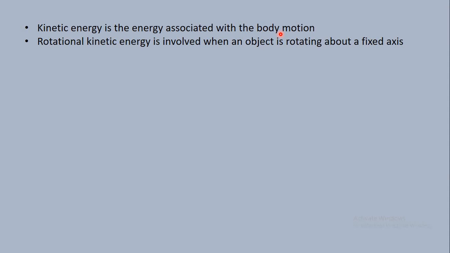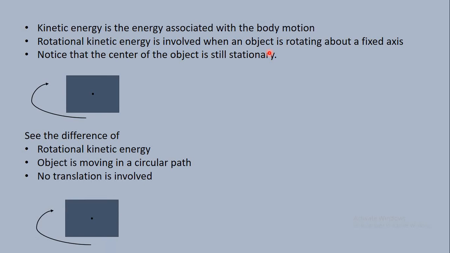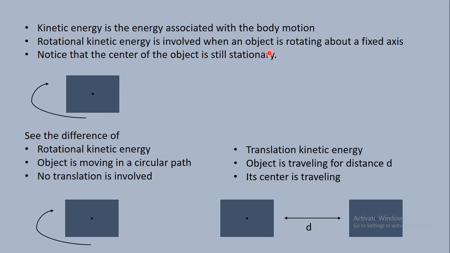motion. So when I say rotational kinetic energy, I mean the one that is involved when an object is rotating about a fixed axis. Notice that the center of the object is still stationary. See the difference. When I have a rotational kinetic energy case, the object is moving in a circular path, no translation is involved. On the other hand, if I have a translational kinetic energy case, the object is traveling a distance, its center is traveling.